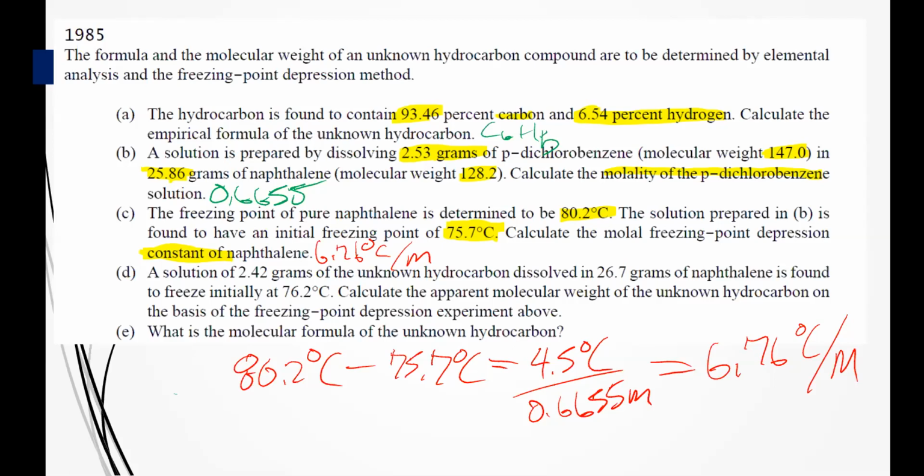So the next part of this question is saying, well, let's take that hydrocarbon that we had from part A and dissolve 2.42 grams of it in 26.7 grams of naphthalene. We find the freezing point to be 76.2. What it wants us to do now is calculate the molecular weight.